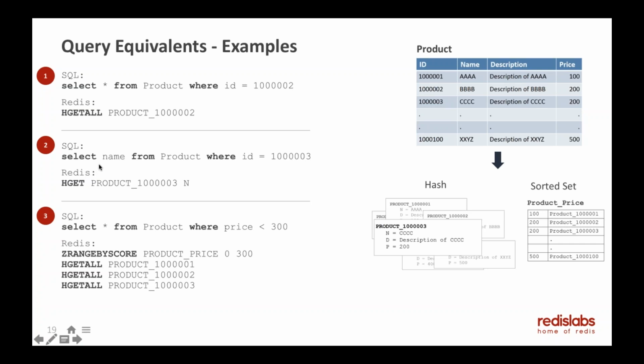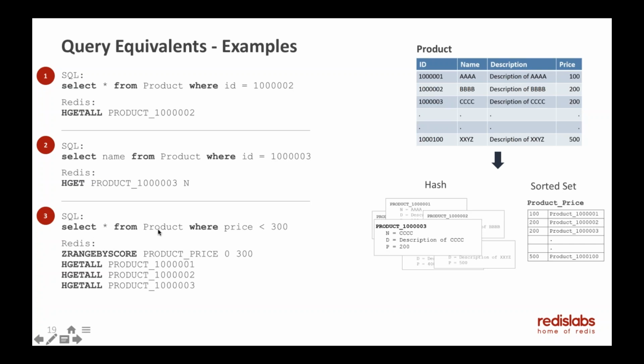I'm just using underscore as a delimiter. In the next example, if I want to just fetch the name of the product where ID is 1,000,003, I use the Redis command get product underscore 1,000,003 n. So what it does is it looks up this hash data structure, and it gets just this element, which is the name.